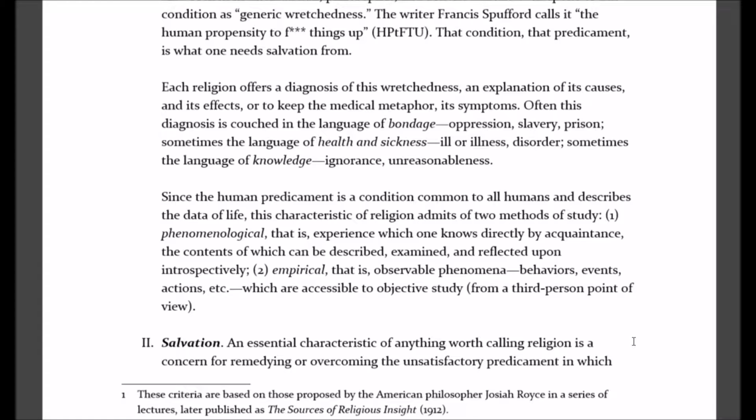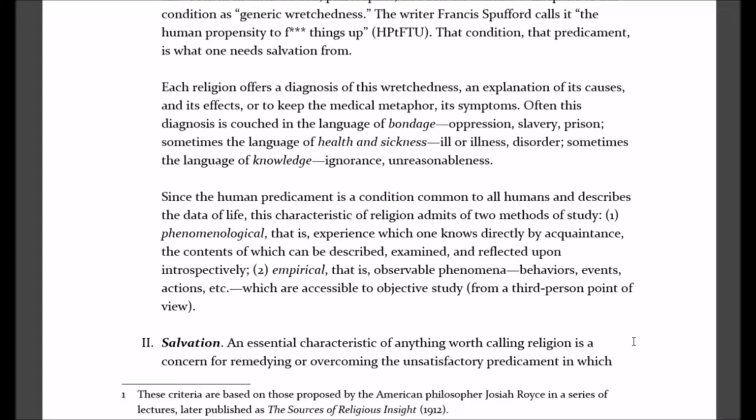So, what is that language like? So when you're talking about the diagnosis, what's it like? What is the state of sickness? Sometimes it's using the language of bondage, like oppression or slavery or prison, being imprisoned. Sometimes it's the language of health and sickness, ill or illness, a disorder. Sometimes the language of knowledge, right? Ignorance. That's the predicament or source of our wretchedness, unreasonableness.